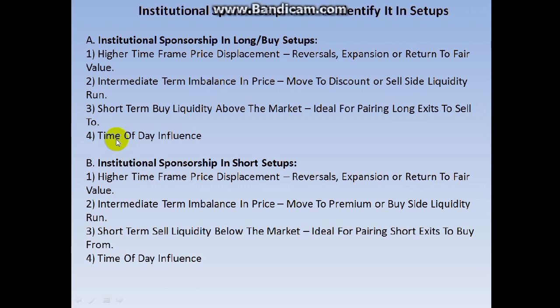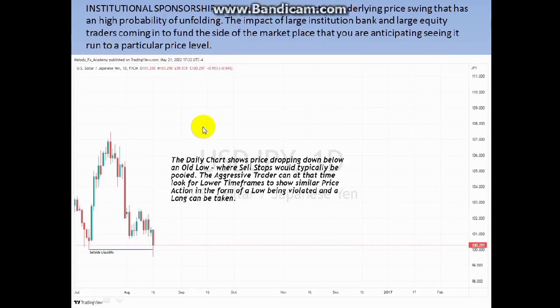Now for short setups, same thing goes. There is going to be some sort of higher time frame price displacement. It could be in the form of reversals, expansion, or return to fair value, which is fair valuation. Then the next thing we ought to see in price action is an intermediate term imbalance in price, a move to premium or a buy side liquidity run. Then the third thing should be a short-term sell liquidity below the market, which is an idea for pairing short exits to buy from. And last but not least, the time of day influence.